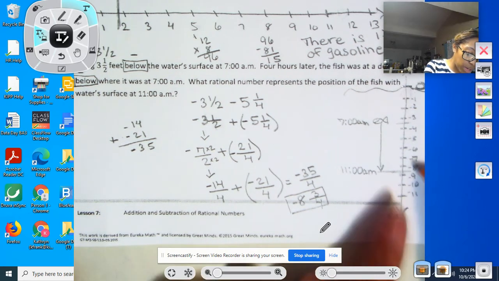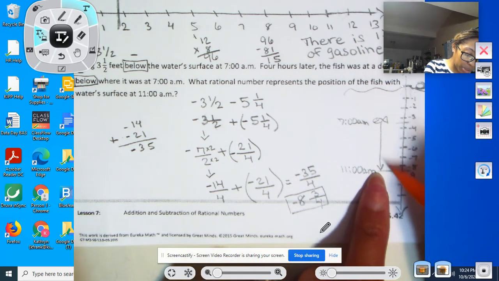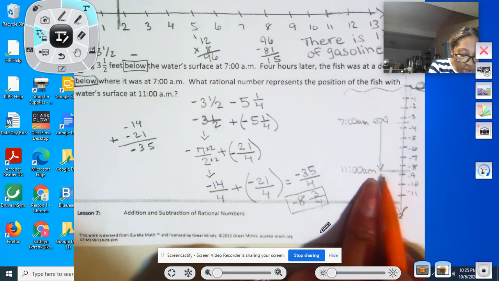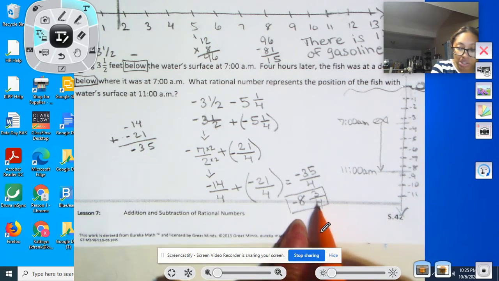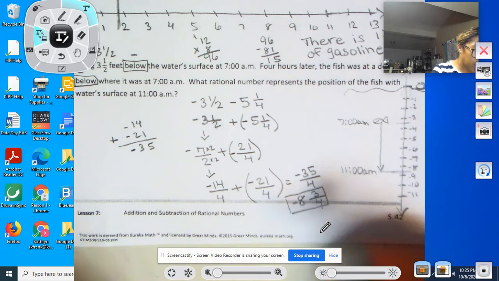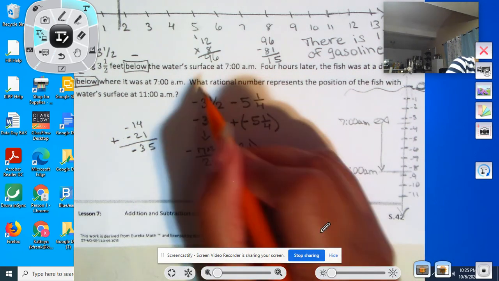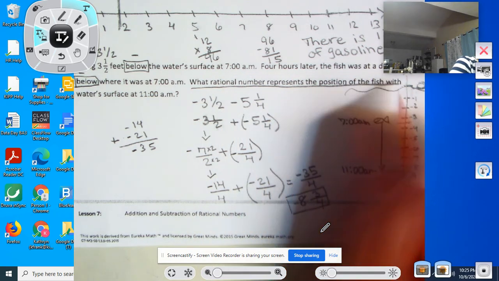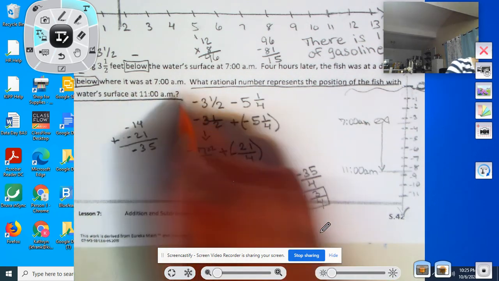Well, sure. We have our line where we stopped our arrow. It is between negative 8 and negative 9. Also, it's closer to the negative 9. Well, that makes sense because 3 fourths is closer to being one more whole. So now we just need to answer the question. What rational number represents the position of the fish with respect to the water surface at 11 a.m.?